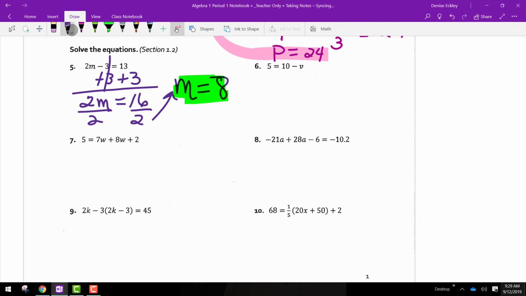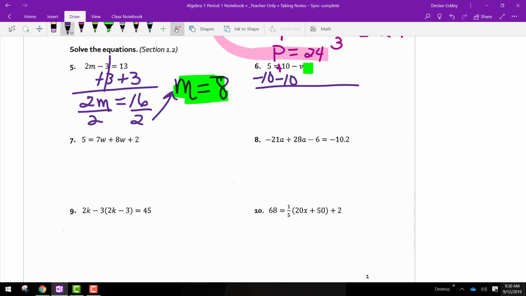Okay, next. So for number 6, I'm going to start on the side that has the variable here. So I see that I have 10 minus v. Don't just say, okay, I have subtraction, I'm going to add 10. What you want to do is look at the sign of your 10, which is positive. So you have to do the opposite of a positive 10, which would be a negative 10.